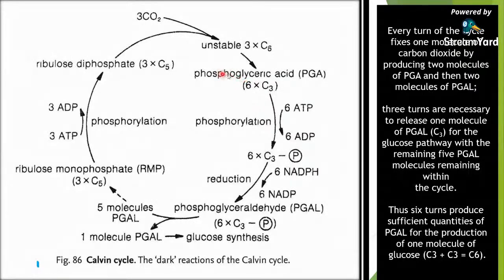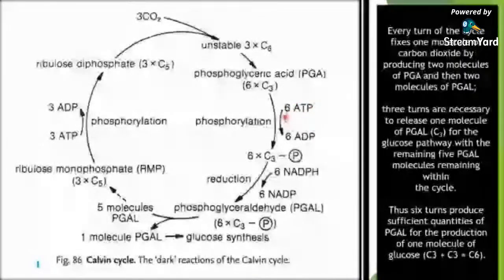So firstly, the phosphoglyceric acid will be formed, then after phosphorylation, ATP is utilized here, and it will be converted into ADP. As you all know, ATP is the energy storing molecule, and when it breaks down into ADP plus inorganic phosphate, energy is released, and that phosphate is utilized here. So phosphoglyceric acid combines with the phosphate from ATP and generates the C3 phosphate.